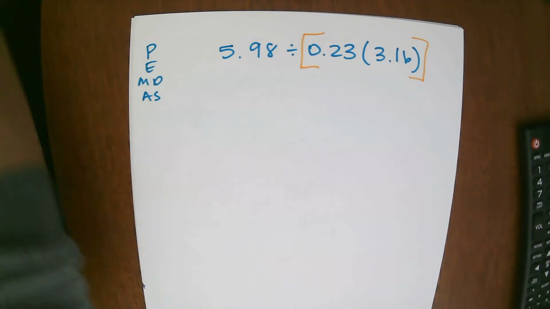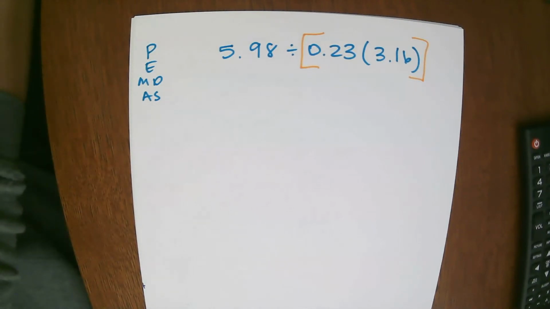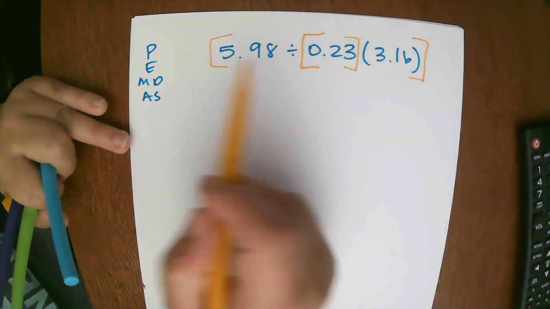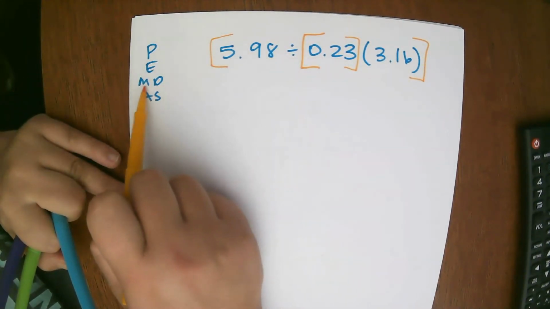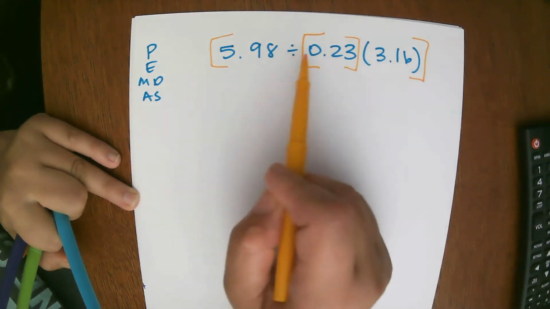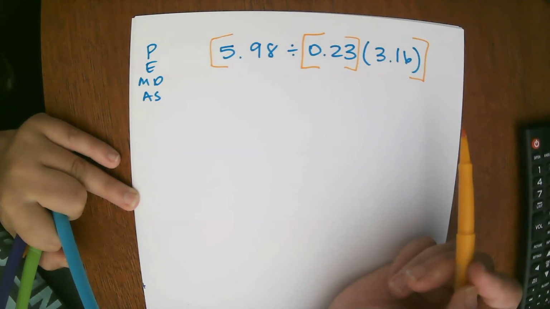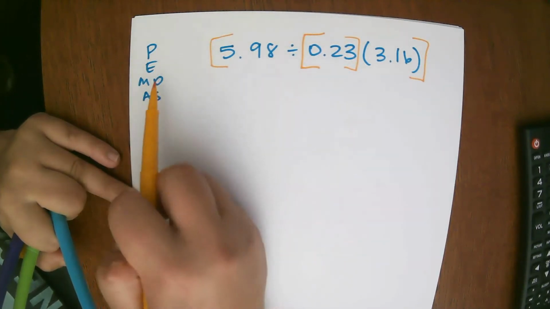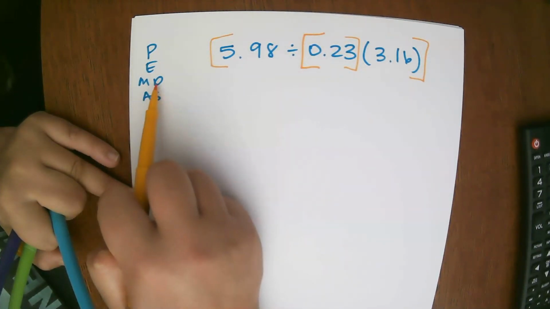So let's see. What should I do? I'm going to give you a second to think about this. Okay, so I have multiplication, and then I also have a division here. I have 5.98 divided by 0.23. So remember how I said multiplication, you want to go from left to right? Are we going to do the multiplication first, which is right here, or the division first? What do you think? I hope you said we're going to do the division first.